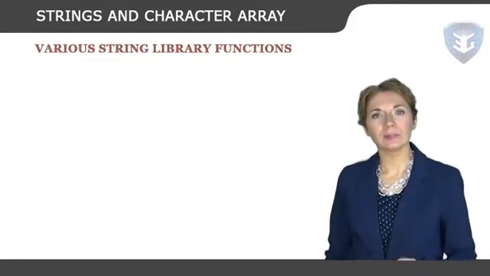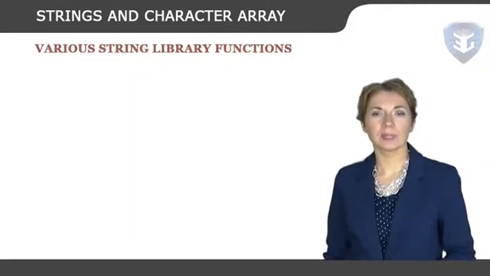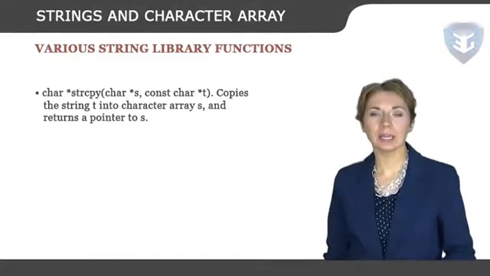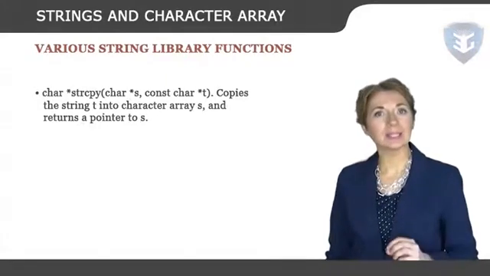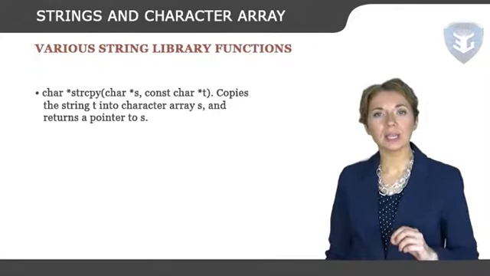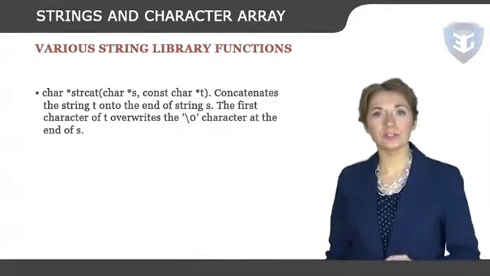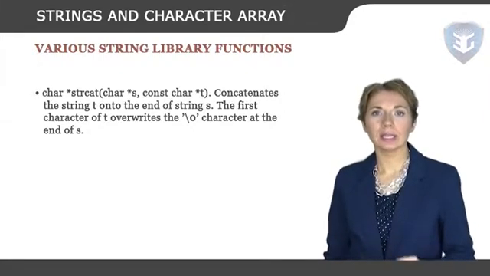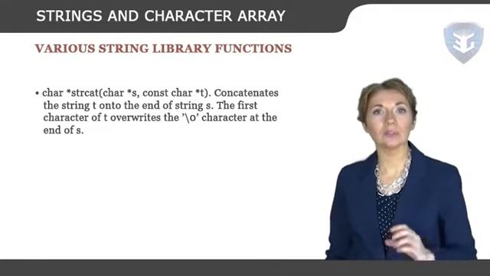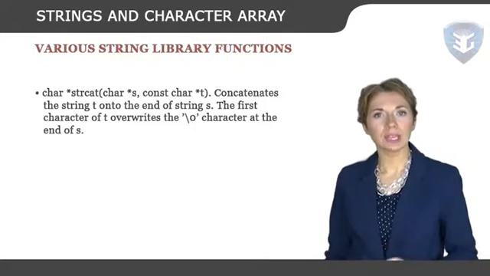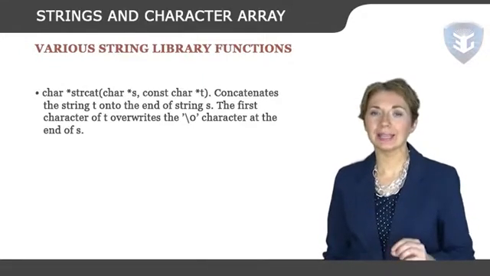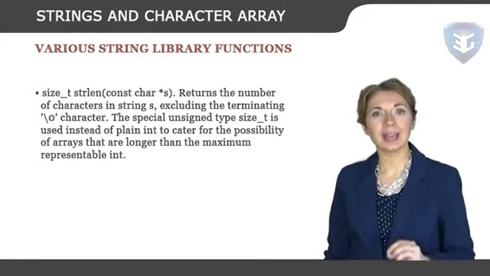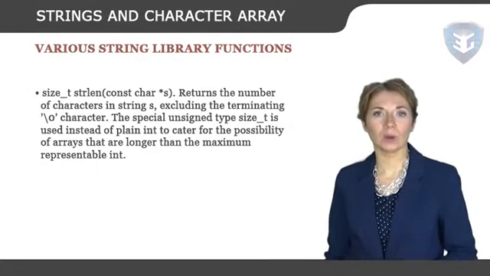Now let's talk about the various string library functions. char pointer strcpy(char pointer s, const char pointer t) copies the string t into character array s and returns a pointer to s. That is, it copies string s2 into string s1. char pointer strcat(char pointer s, const char pointer t) concatenates the string t onto the end of string s. The first character of t overwrites the null character at the end of s. That is, it concatenates string s2 onto the end of string s1.